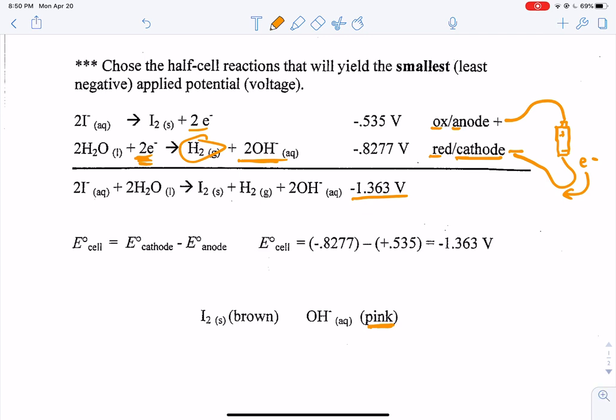Meanwhile, at the anode, where electrons are leaving to go back to the battery, as electrons leave, the iodide ions turn into iodine, and iodine is brown in solution. So at this electrode, you would see a brown color forming in the water, and at the cathode, you would see a pink color due to the phenolphthalein indicator showing the presence of hydroxides. And you would also be seeing hydrogen gas form.